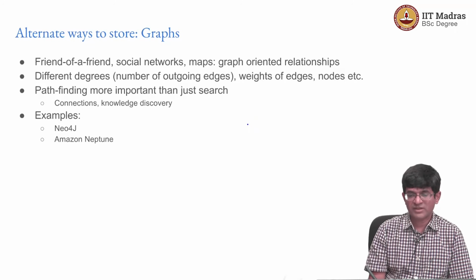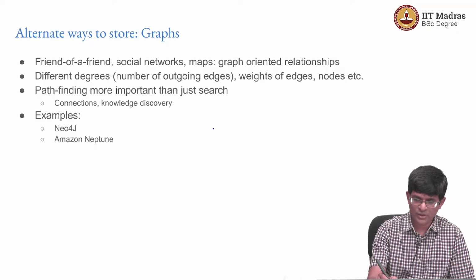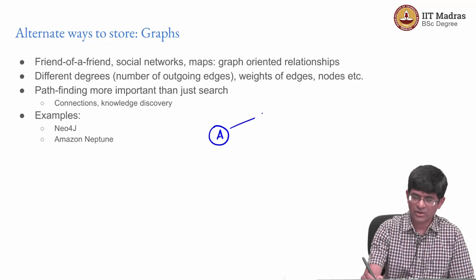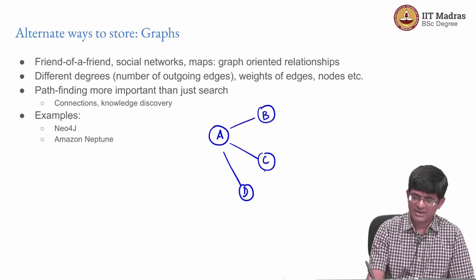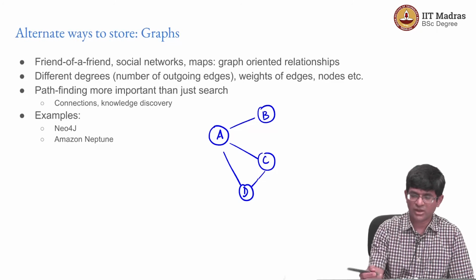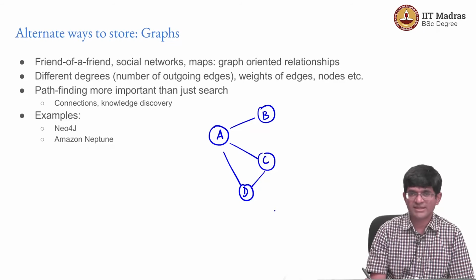And finally, we have this other notion of something called a graph, right? So the idea of a graph is easy to explain. Let's say there is a person A, and person A knows B and C and D, right? C and D also know each other, but none of them know B, right? This is an example of what Facebook is, right? It's basically the friend of a friend network, or the social network that we are talking about, right?